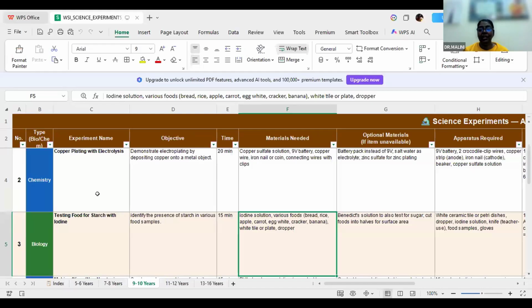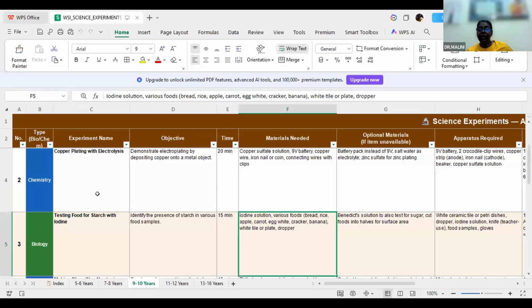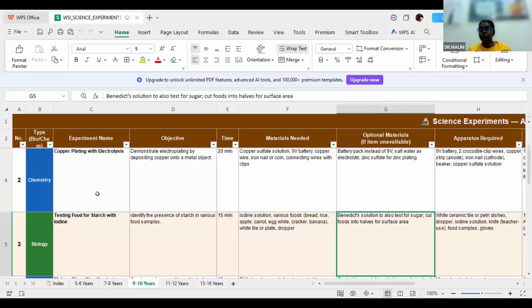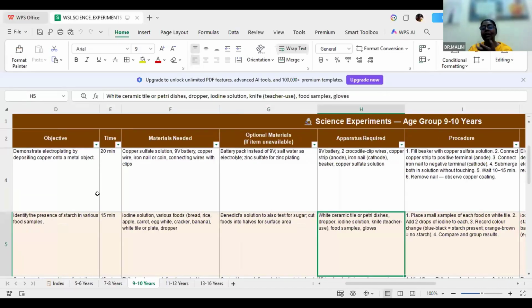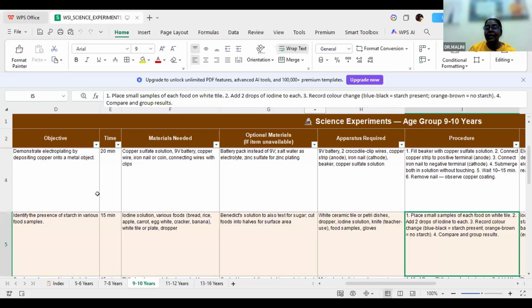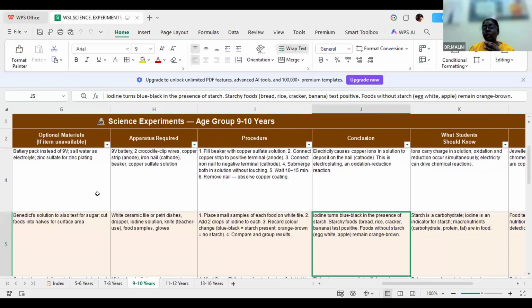Then you see the optional materials. For example, if you can't get iodine solution here, what you can do is get Benedict solution to also test for sugar, and cut food into half for surface area. So if you can't get the iodine, you can use the Benedict solution here. And then apparatus means what are the things you need for this, and then procedure, how to make that. Then what is the conclusion?